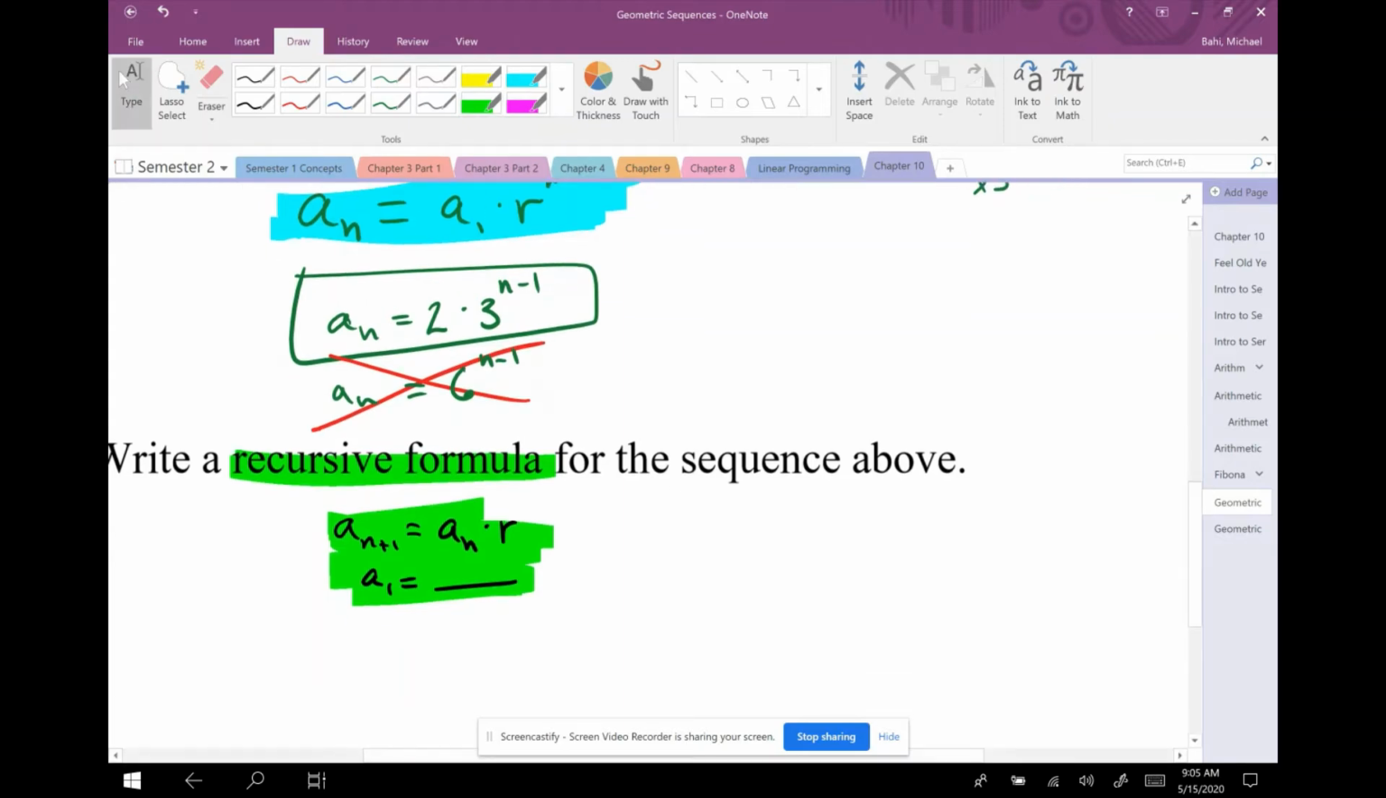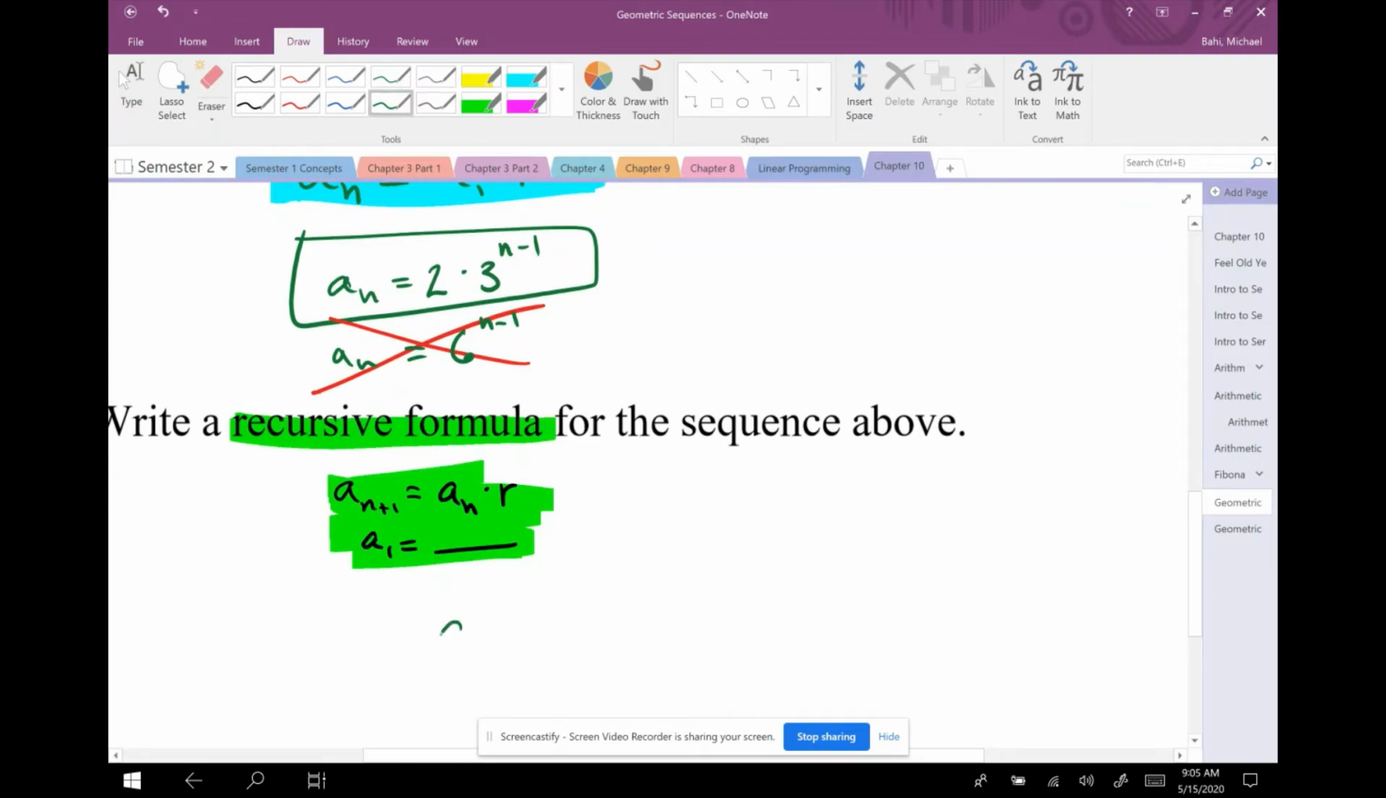Okay, so to do this with our example, we would have a sub n plus 1 equals a sub n times r, which was 3. And for someone who dares use the recursive formula, you'd at least have to give them what the first term is.